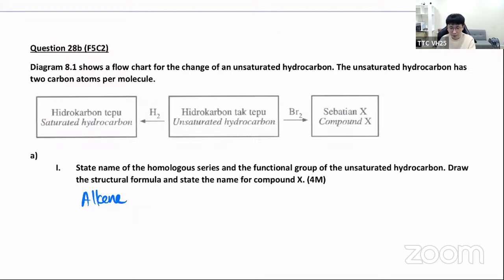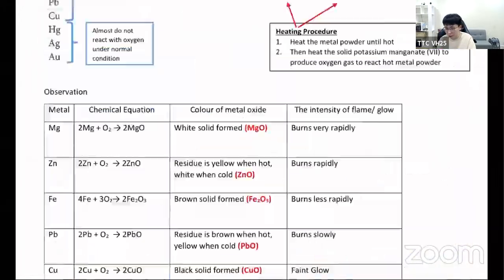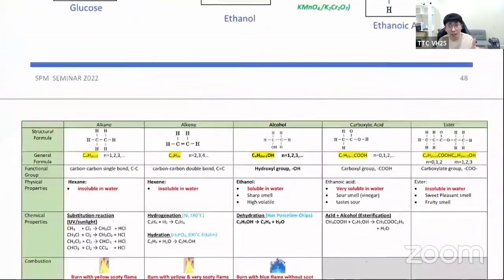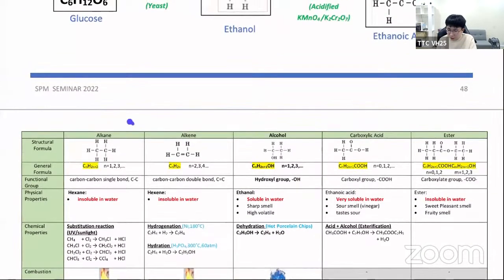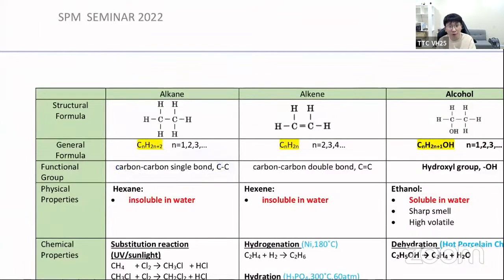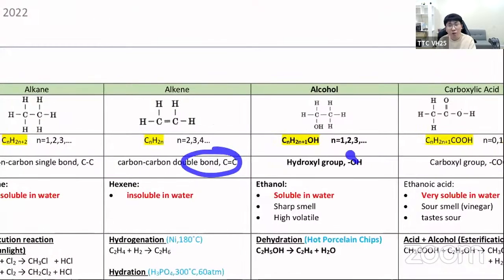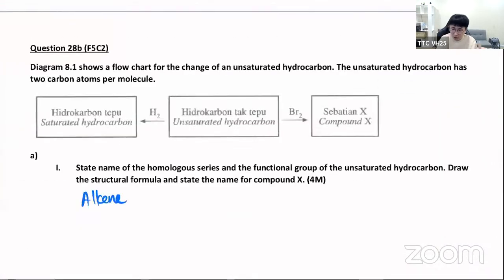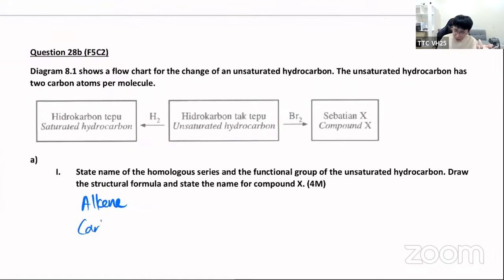Let me go back to the notes, Form 5 chapter 2. This is page number 49, just in case you're looking for the notes. Homologous series is all the names on the top. Then functional group is the special group of each category. Alkane functional group is carbon-carbon single bond. Alkene is carbon-carbon double bond. Alcohol is hydroxyl group. Carboxylic acid is carboxyl group. Ester is carboxylate group. Because we are talking about alkene, your answer here is carbon-carbon double bond.